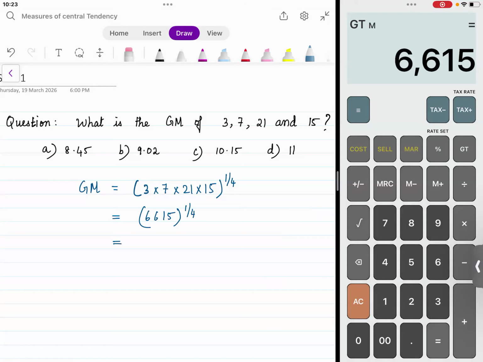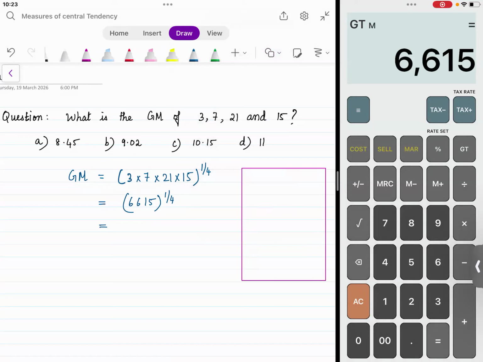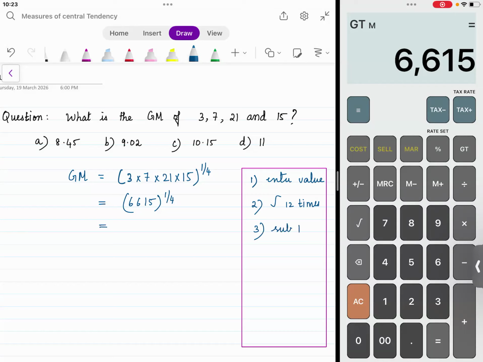So what are the steps to calculate a number power 1 by n? Let me just write down the steps once again here. We have to enter the value. Then we have to press root 12 times. Then we have to subtract 1. We have to divide by that n value. So here it is 1 by 4, so we'll divide by 4. And then we'll add 1. And then we will press into and equal to simultaneously for 12 times.